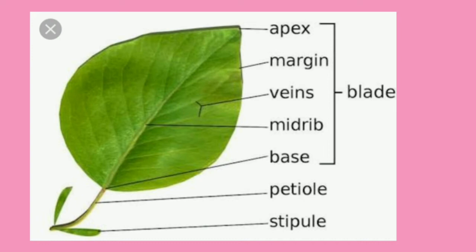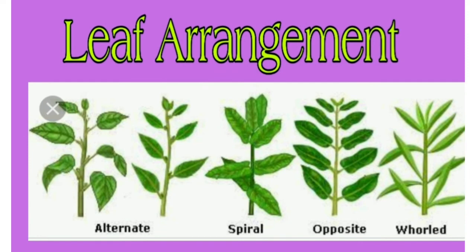Leaves of some plants may have a stalk which is called a petiole. Leaves of some plants do not have a petiole. The portion of the leaf attached to the stem is called the leaf base. Small leaf-like structures may be present near the leaf base. These are called stipules. In different plants, the arrangement of leaves on the stem is different. It may be alternate, opposite, whorled, spiral, etc.